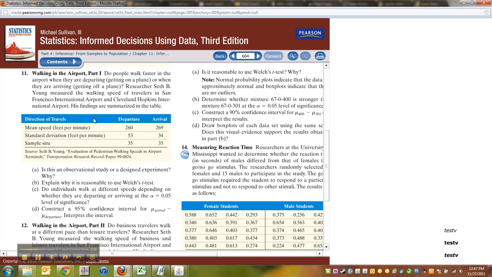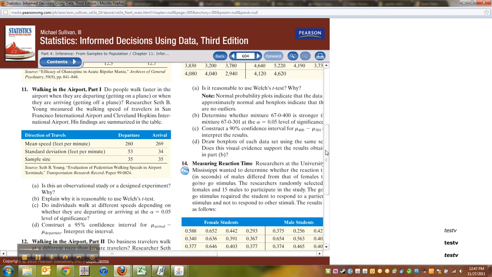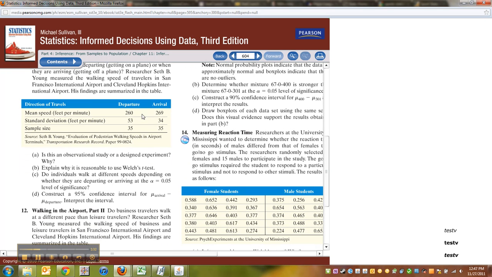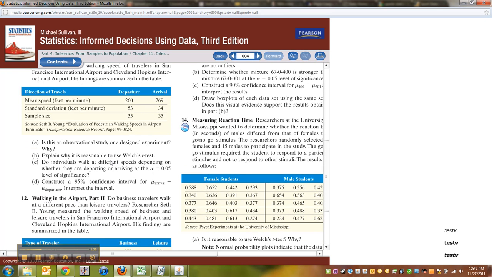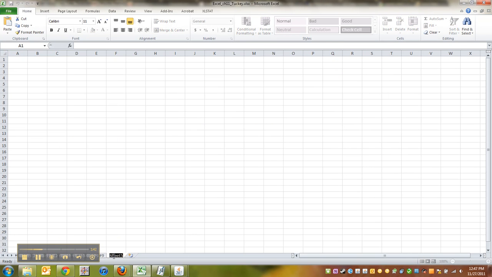So again, we have the summary data on this particular one. That's okay. So do people walk faster in the airport when they are departing or when they are arriving? Researcher, yada yada. So there's the numbers, there's the mean speed, the standard deviation, sample size. All right, first of all, is this observational or a designed experiment? So this is 11.2, number 13.